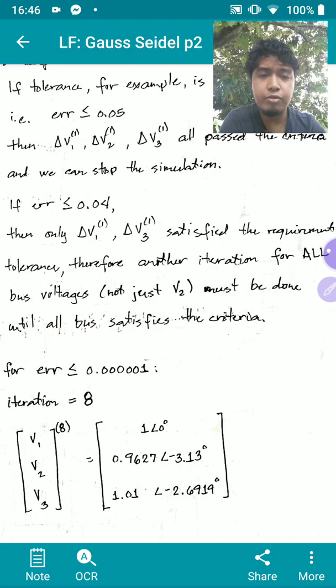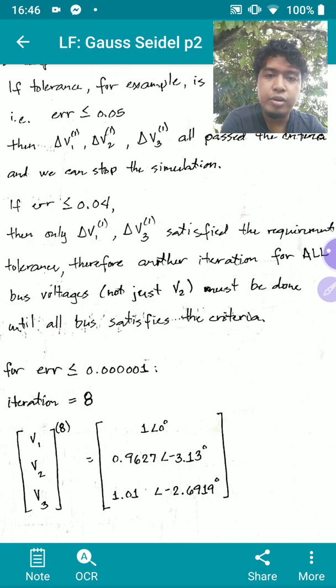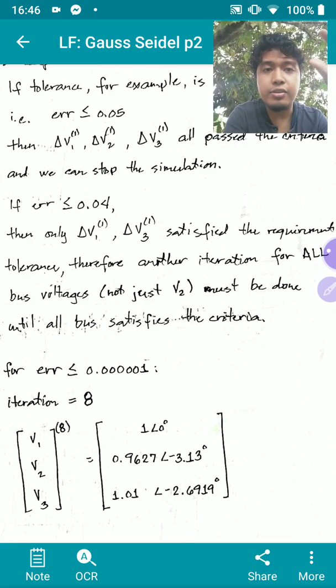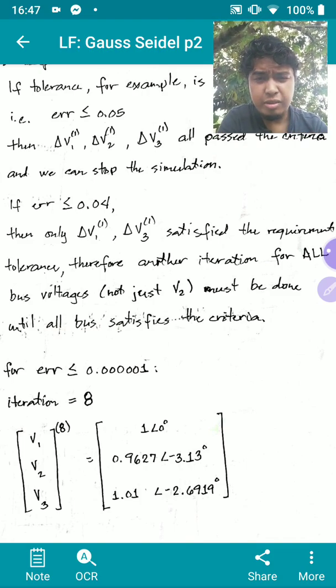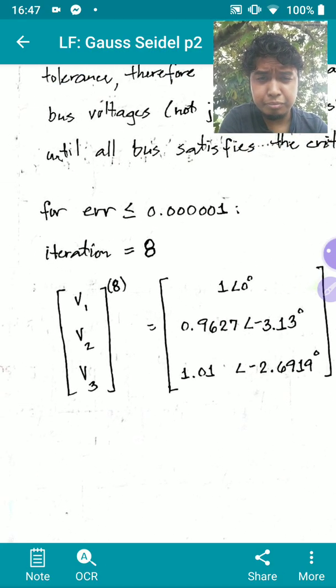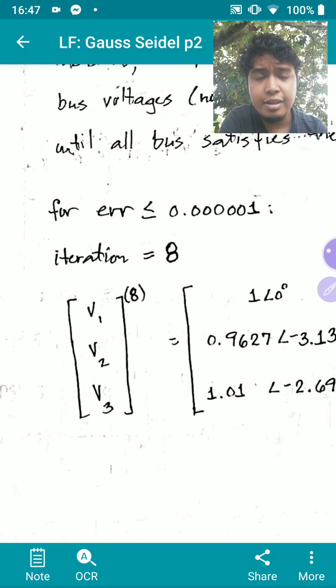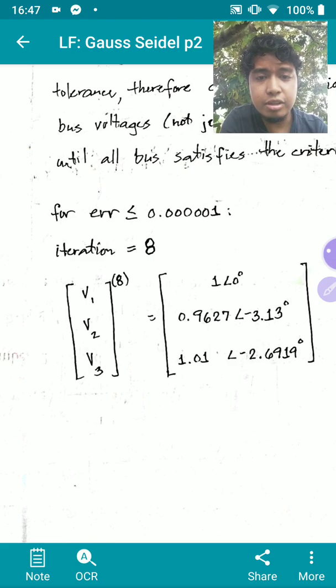Well, the tendency is all of your buses will have a smaller error, and V2 will have a smaller error, and hopefully it will be below the set tolerance, and then all of them are acceptable. So again, if you perform another iteration, you don't just perform it on V2, you perform it on all of the buses and then compute again for the errors of all of them. I did this in MATLAB, and I set an error of 10 raised to negative 6, so it's 5 zeros before the 1 after the decimal place. For that error, I reached 8 iterations, and I have these voltages.